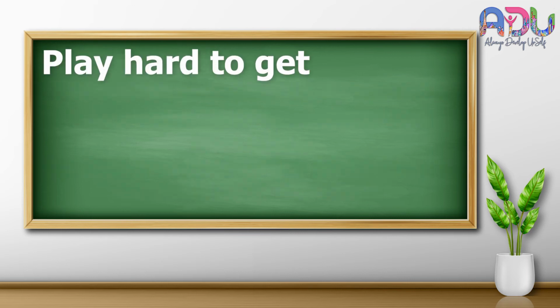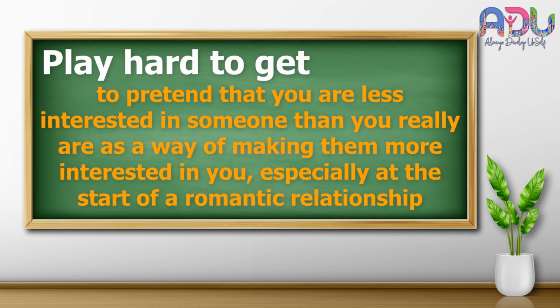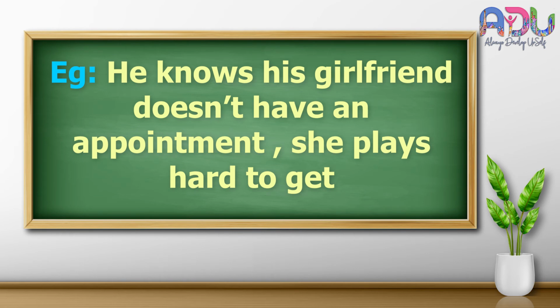42. Play hard to get. Play hard to get is to pretend that you are less interested in someone than you really are as a way of making them more interested in you, especially at the start of a romantic relationship. For example, he knows his girlfriend doesn't have an appointment, she plays hard to get.